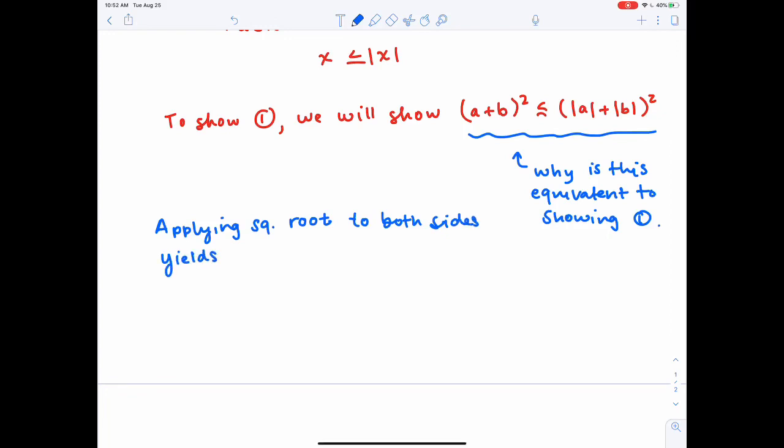It's going to yield the following. Remember, when you take the square root of a squared expression, you're getting absolute values around everything, but for this expression that we have on the right, the outer absolute values are redundant since what's inside already has to be non-negative. So we can drop them.